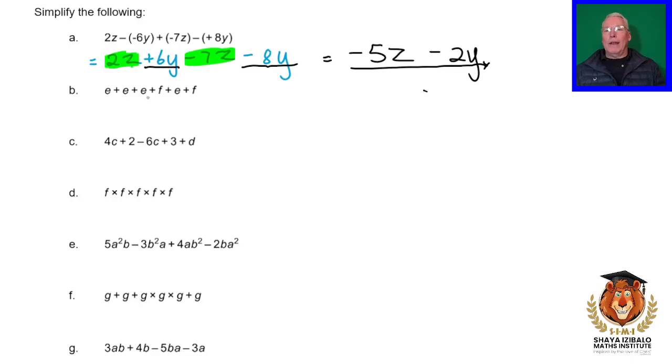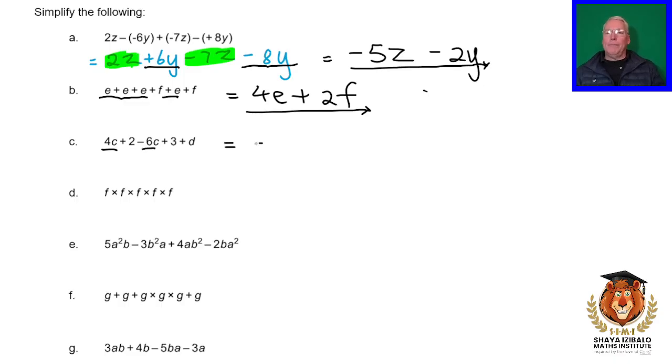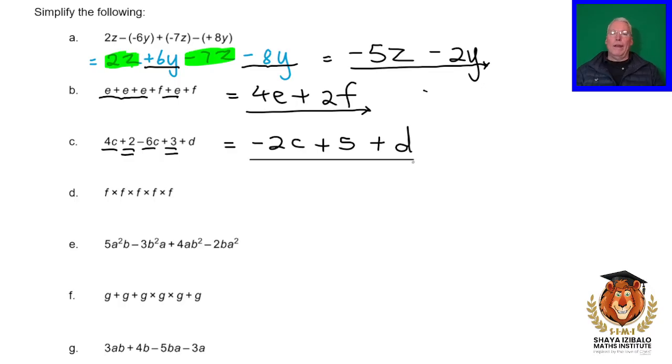All right, these are all like, there's 3 e's adding together, plus another one, 4 e's. And then we've got an f and an f. I'm not underlining those, they're both the same, so 4e plus 2f. Okay, like and like. Negative 2c, I've double underlined those, and like, plus 5, and plus d. We can't add those because those 3 terms are all unlike.